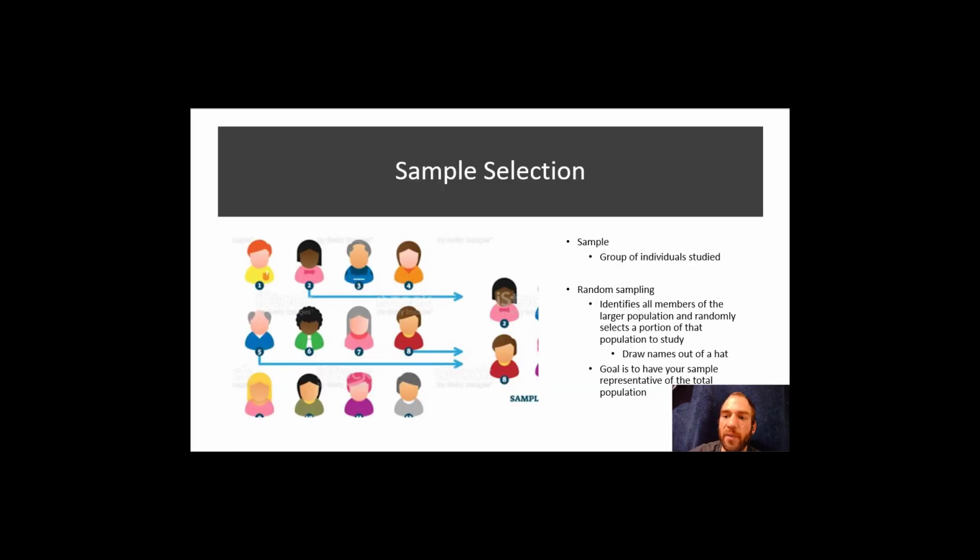Sample selection. A sample is a group of individuals studied. Random sampling identifies all members of the larger population and randomly selects a proportion of that for a study. The goal is to have your sample represent your total population. So the idea here is it is literally impossible. You will never have a study with 1 million participants, let alone whatever the Earth population is, 7 billion. So statistically, there are ways through random sampling to select small numbers of people who are statistically similar to the global population, or whatever population they're interested in.